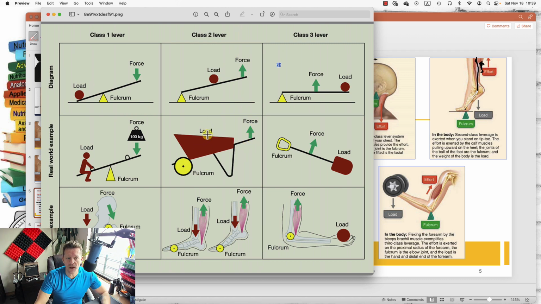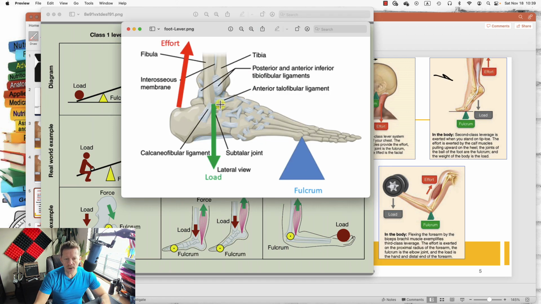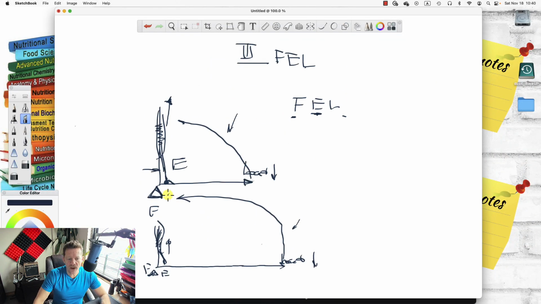This type of lever is at high advantage, so it's very easy to carry the load. We can lift a lot with the second class lever. It's not very common in the human body, but this type 2 lever is at a high advantage compared to lever number 3. For lever number 3, the load is very far away from the effort, and the muscle needs to compensate for the length of the lever.